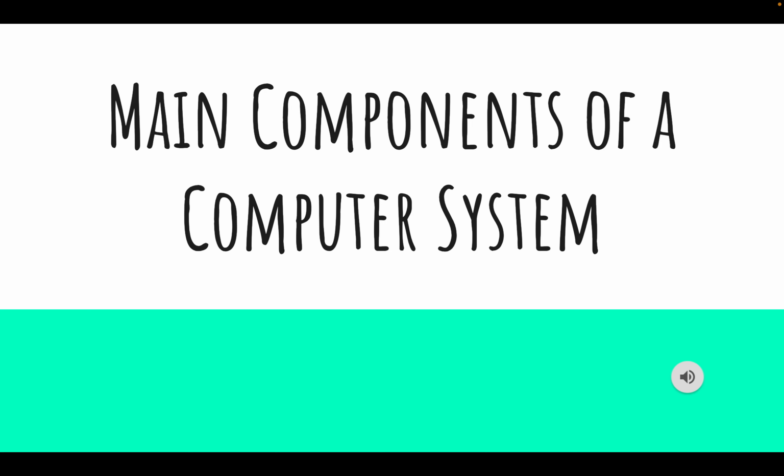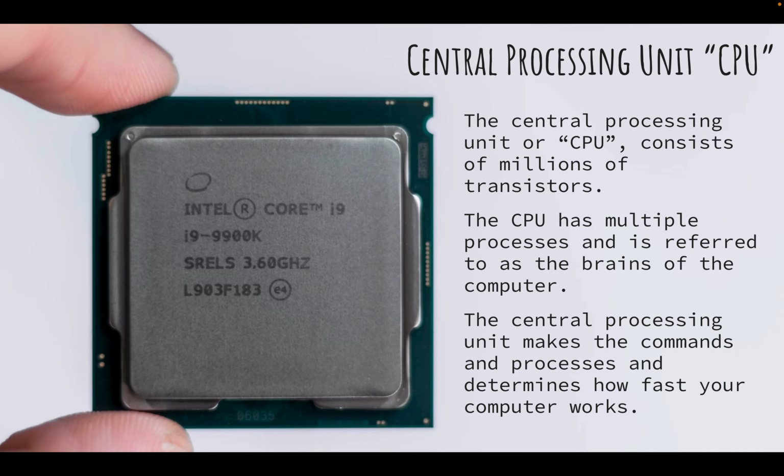We are going to start off with the Central Processing Unit, commonly known as the CPU. The Central Processing Unit has millions of transistors and is called the brain of the computer. The Central Processing Unit can be considered the command center and determines how fast your computer works.